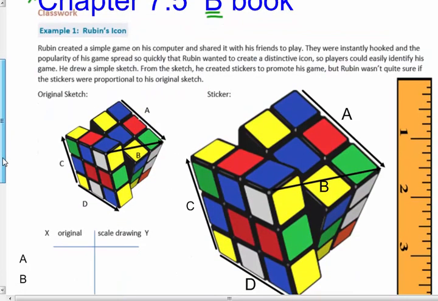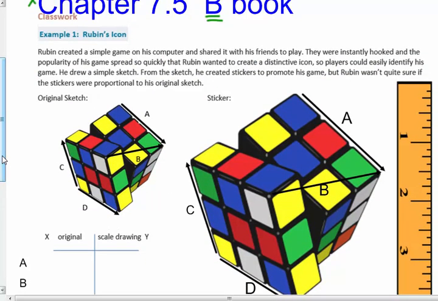access. First example, Ruben created a simple game on his computer and he shared it with his friends to play. They were instantly hooked, and the popularity of his game spread so quickly that Ruben wanted to create a distinctive icon so players could easily identify his game. He drew a simple sketch. From the sketch, he created a sticker to promote his game, but Ruben wasn't quite sure if the stickers were proportional to his original sketch.